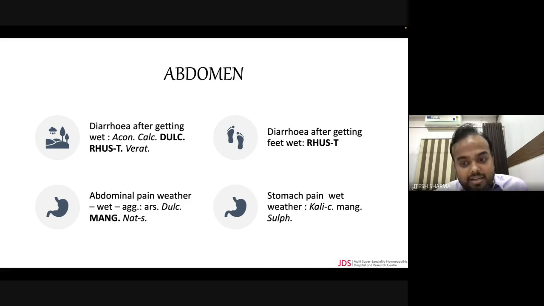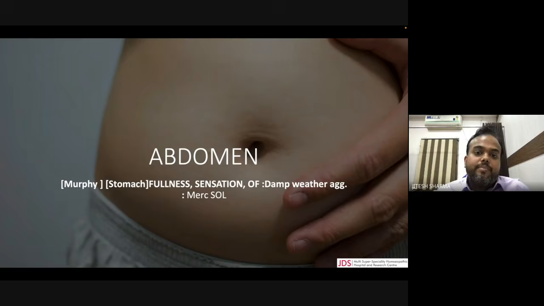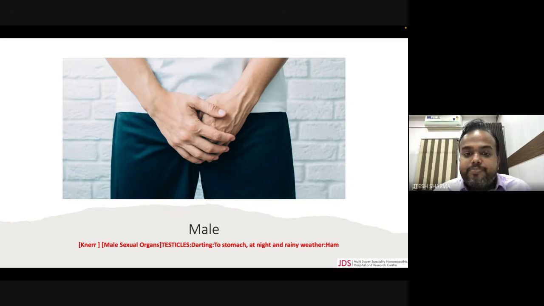Kalicar, Magnum aceticum, sulfur. Now, interestingly, I have found this: where there is fullness of sensation in damp weather, Merc Sol is the only remedy. So in the damp weather season, patients complain of fullness in the abdomen. You know Merc Sol. And they may suffer from gastroenteritis as well. So you have to see other aspects also.